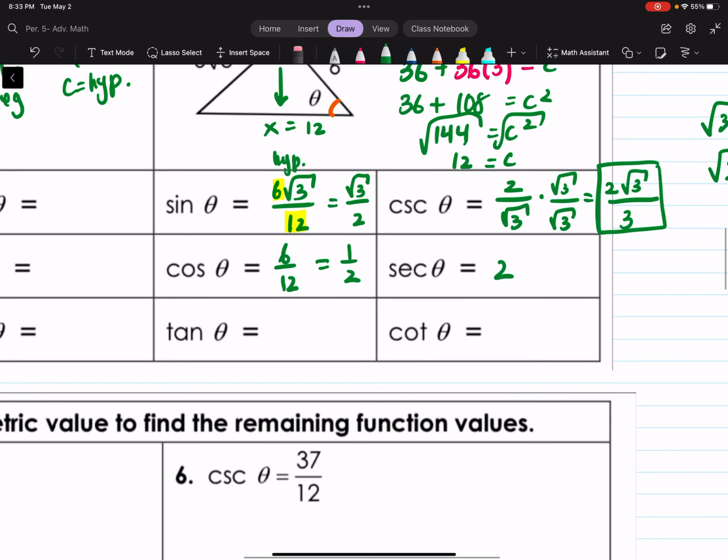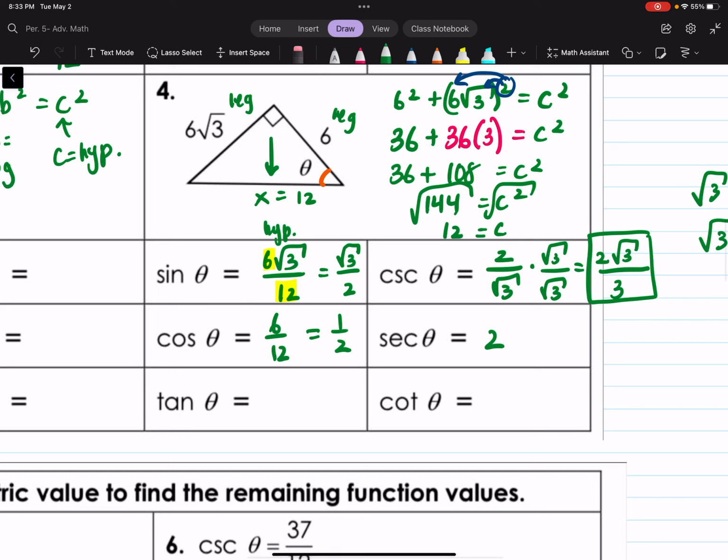Tangent of theta. Tangent of theta is opposite over adjacent, so that would be 6 square root 3 over 6. The 6's eliminate, and it just leaves you with square root of 3. The cotangent of theta will be the reciprocal of the tangent, so that would be 1 over square root 3. Remember, you can never have a square root in the denominator, so you must rationalize, which will leave you the square root 3 over 3.